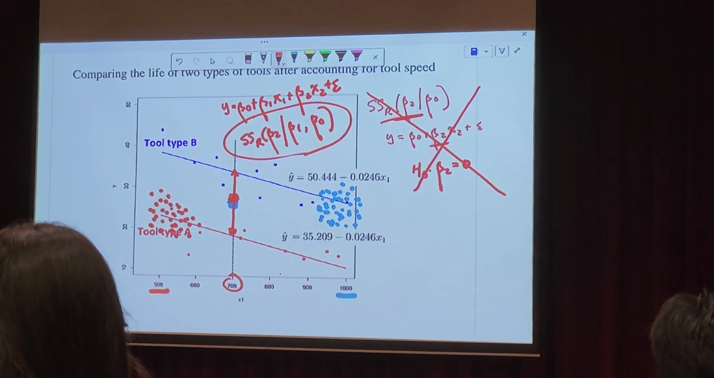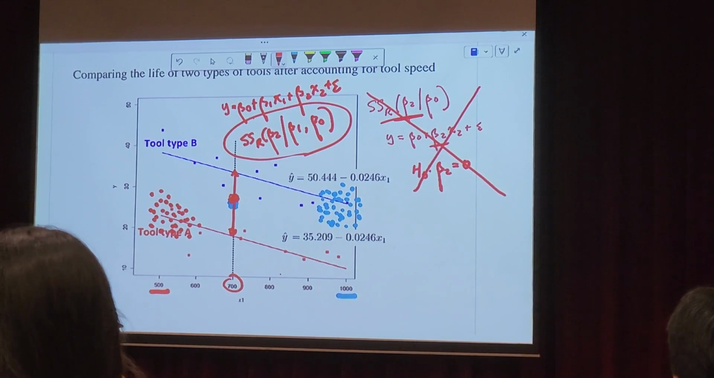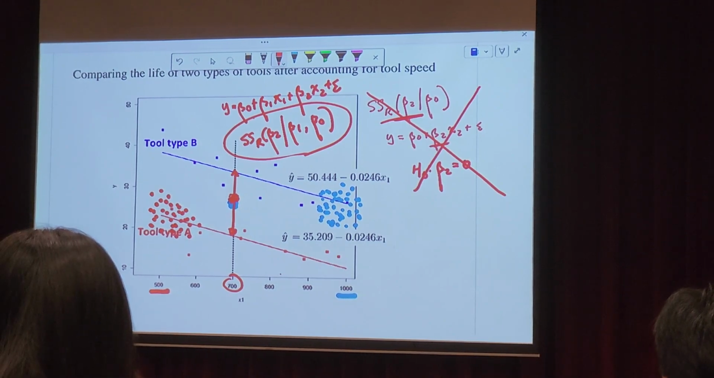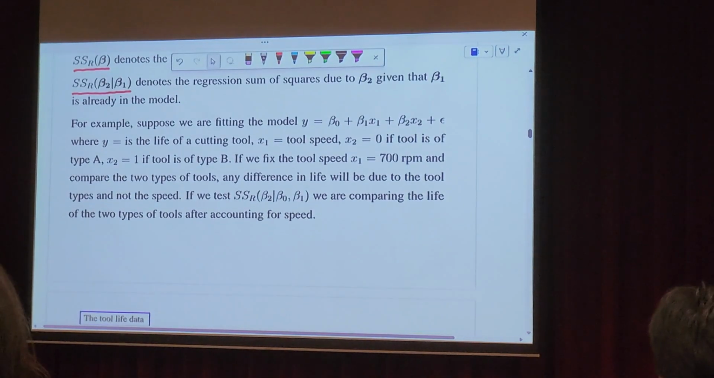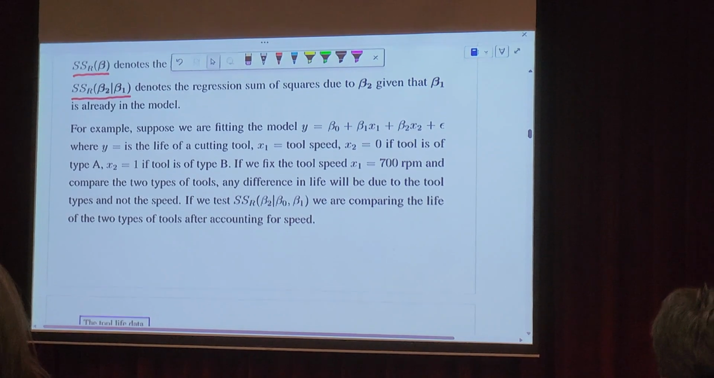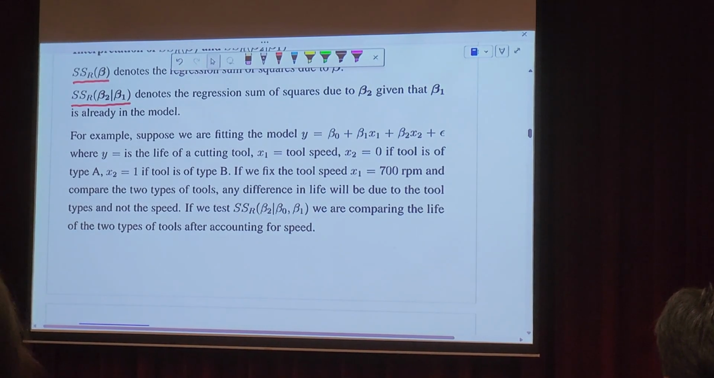Okay? Surely we have to account for the speed when we compare the lifetime of these two types. If you don't account for it, in other words, if you don't take speed into consideration, your result is actually quite useless. Yeah? Can in fact be misleading. So that's what I am trying to explain here. Okay?